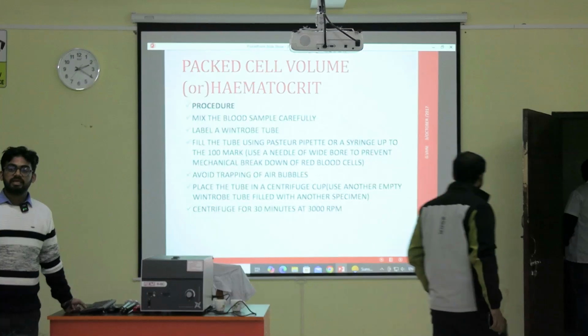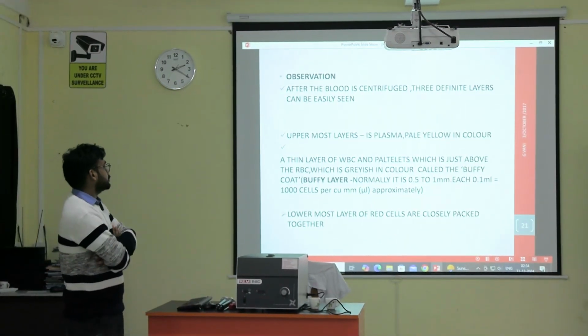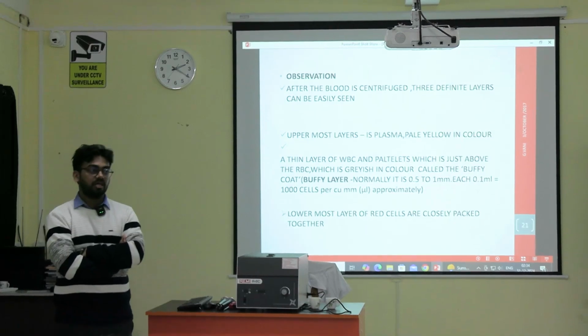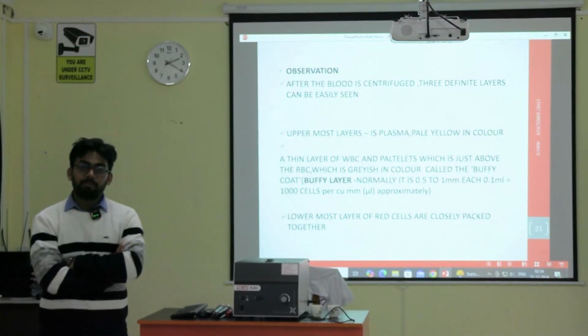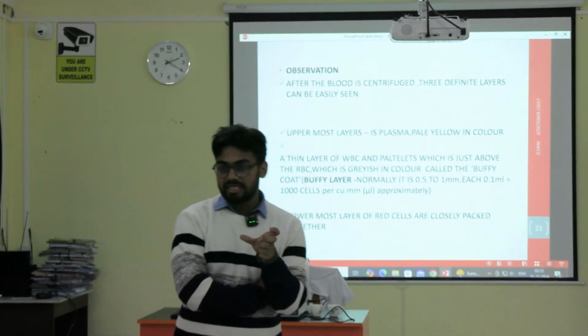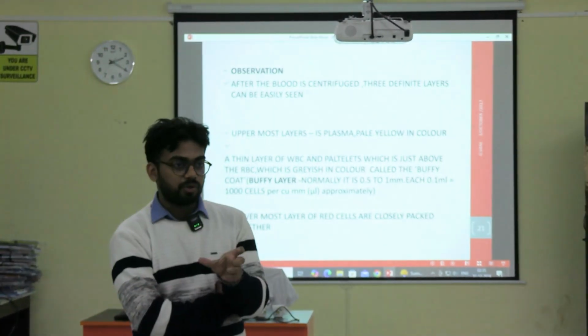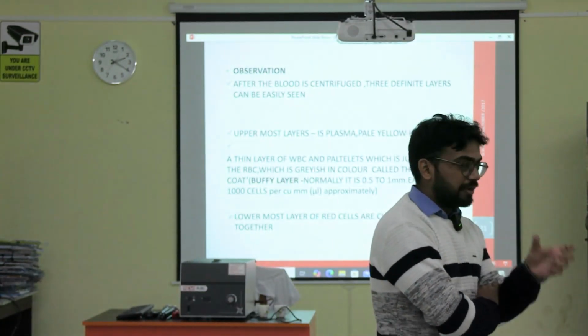Centrifuge for 30 minutes at 3000 RPM. After the blood is centrifuged, there will be three different layers: RBC layer, buffy coat layer, and plasma layer. One important aspect of the buffy coat layer is that malarial parasites are seen in it. Any disorders of WBCs you will find in the buffy coat layer.